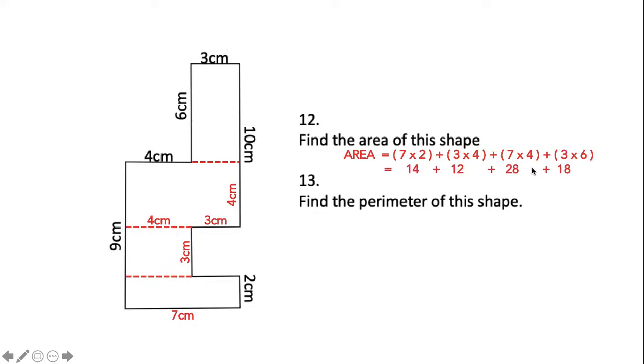So that gives you 14 plus 12 plus 28 plus 18, which is 72. And that's in centimeters squared. Remember, it's an area, so it's in square units.